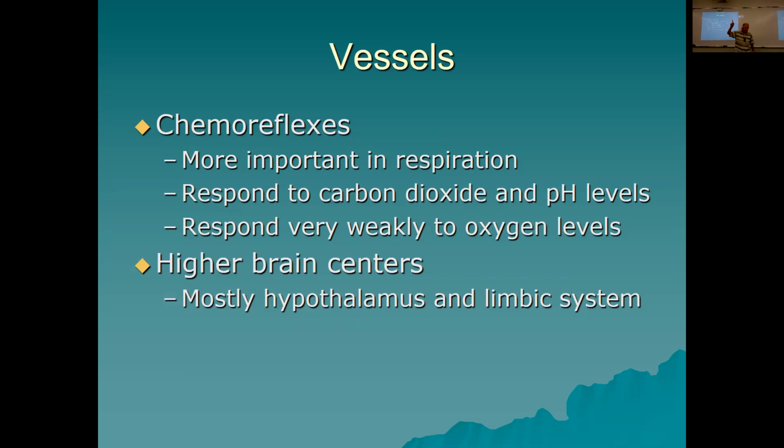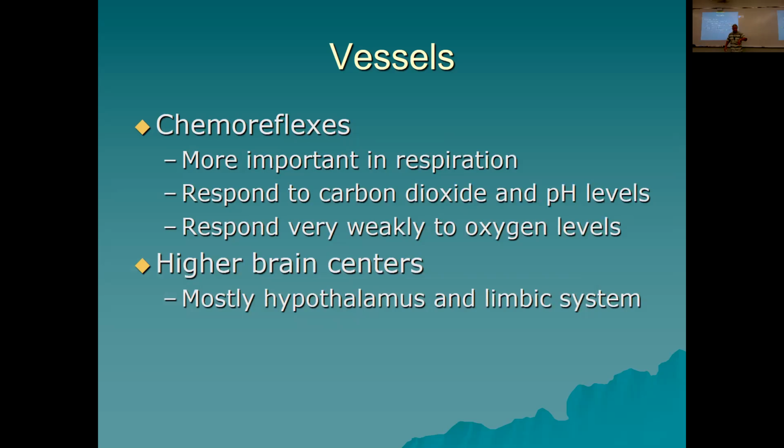If there's not enough blood going to your lungs, your carbon dioxide will go up, and your pH level will go down, even more so. If there's too much blood going to the lungs, you're getting rid of too much CO2, your blood will become alkaline, and then you have to slow things down. Okay.